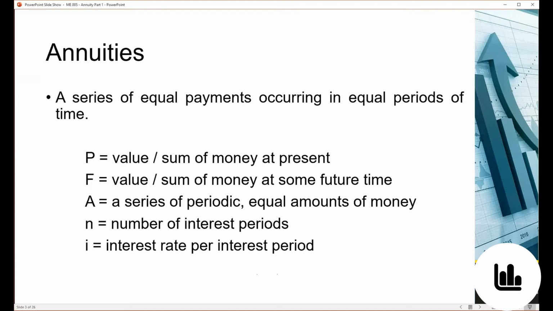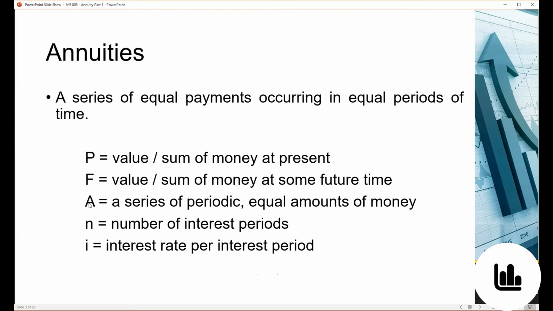So when you talk about annuities, you'll talk about some representations or symbols. P and F symbolize similar to what we have discussed before. P for present worth or value or sum of money at present. And then F is the value or sum of money at some future time. And then A is a series of periodic equal amounts of money. And then N is the number of interest periods.